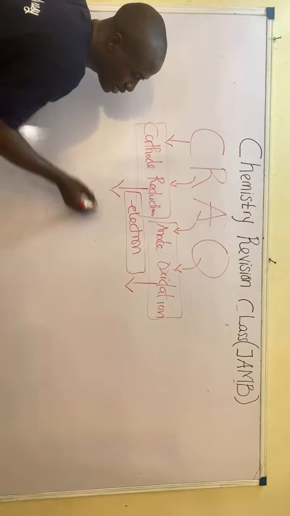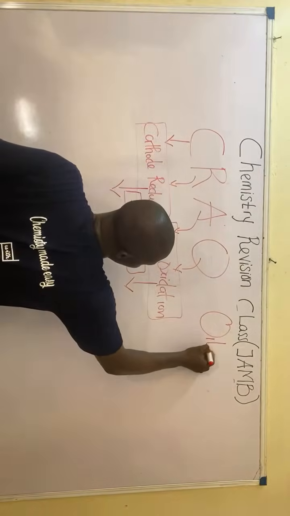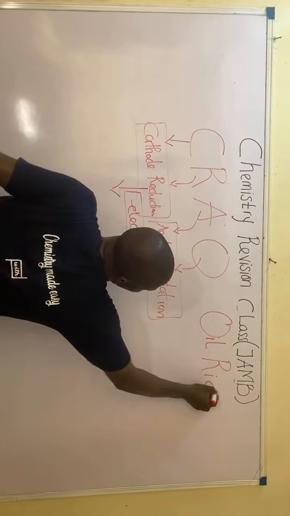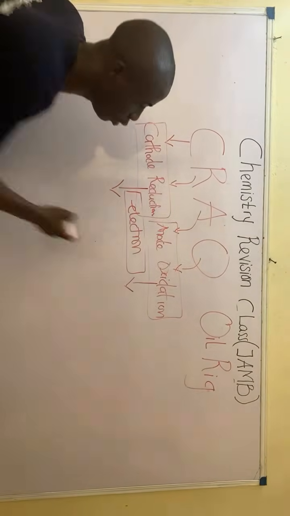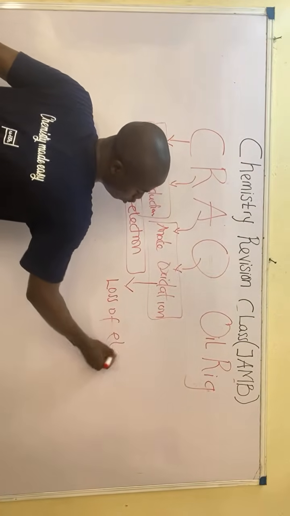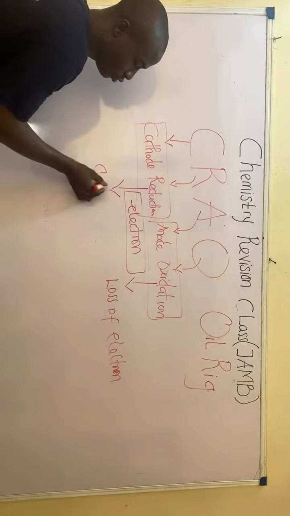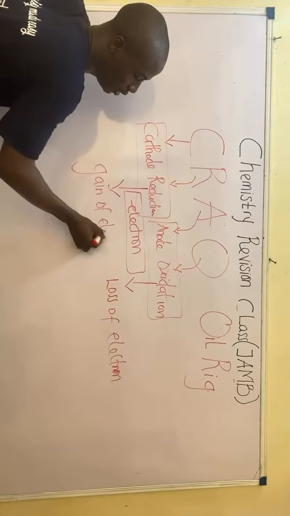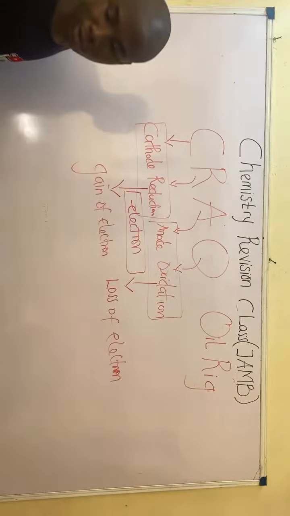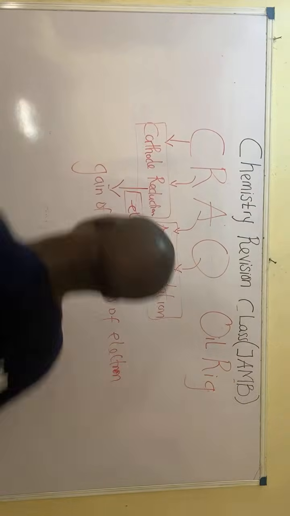Now, we then need to define what reduction and oxidation are, based on electrons. I will call it OIL RIG. That's my own acronym. What is OIL RIG? OIL means oxidation is loss. It is loss of electrons, whereas RIG means reduction is gain of electrons. I believe you are following. Oxidation is loss of electrons, while reduction is gain of electrons. Are you following me? I believe you are following now.